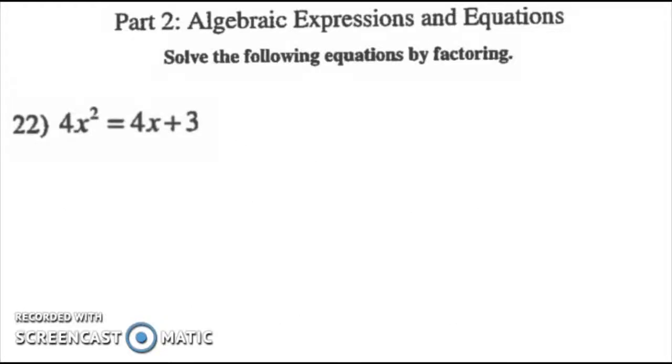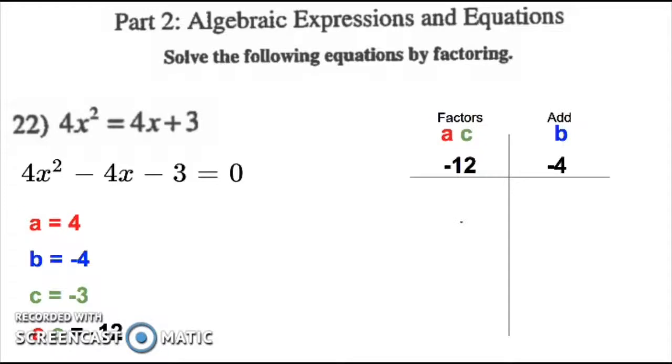For number 22, I need to have everything on one side set equal to 0. So subtract 4x here, subtract 3 here. So I'll have 4x squared minus 4x minus 3 equals 0. So a is 4, b is negative 4, c is negative 3, and a times c is negative 12.